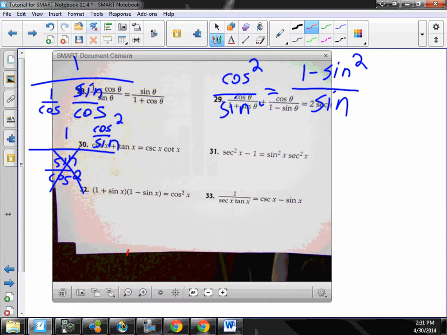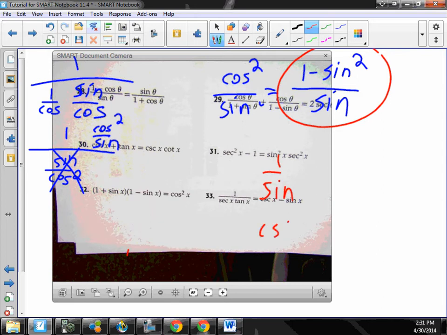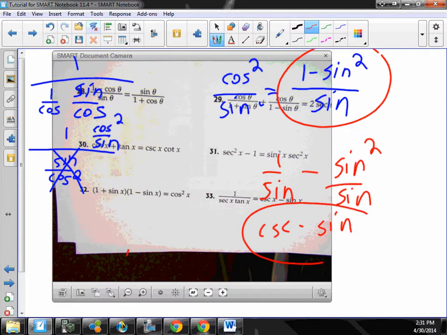So let's split this fraction. 1 over sine, which is equal to the cosecant, minus sine squared over sine, which is just negative sine, and I'm done. What's that? Well, I wanted to do one that worked first, so that I could show you one that doesn't work. Okay, let me show you one that doesn't work.